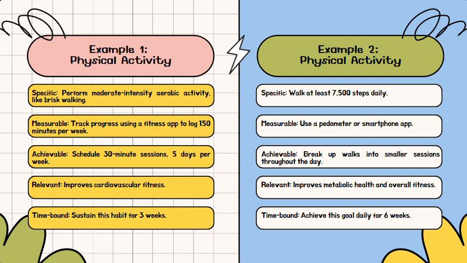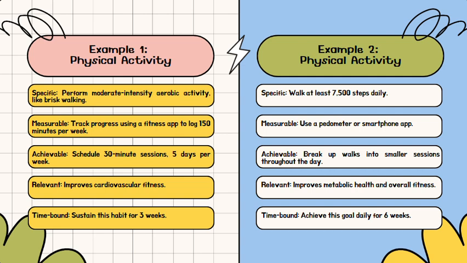Measurable: we're going to track our progress using a fitness app. There's a million different fitness apps. If you have an iPhone, your phone comes automatically downloaded with an app. And our goal is to log 150 minutes per week. Achievable: we're going to schedule this in 30-minute sessions, 5 days a week. So we're going to go on 5 different 30-minute walks throughout the week.